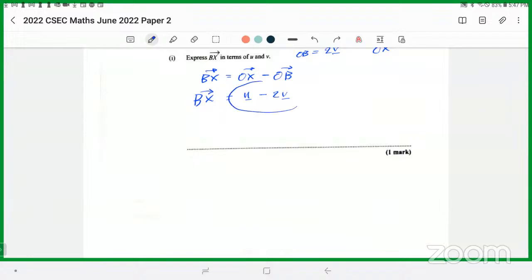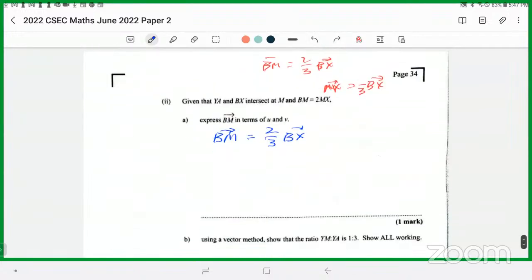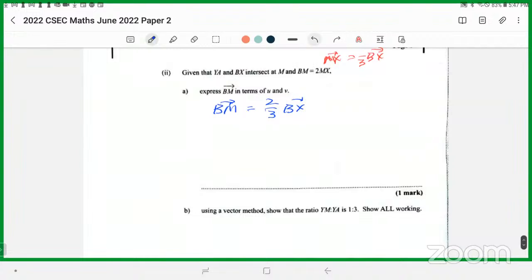So remember that the BX is U minus 2V. So we're just going to replace this with U minus 2V. So this becomes 2/3 of U minus 2V. The answer must be given in terms of U and V. So it's 2/3 of this, which becomes 2/3 U, and 2/3 of this becomes 4, because 2 times 2 is 4, which is minus 4 over 3 V. So this is BM.